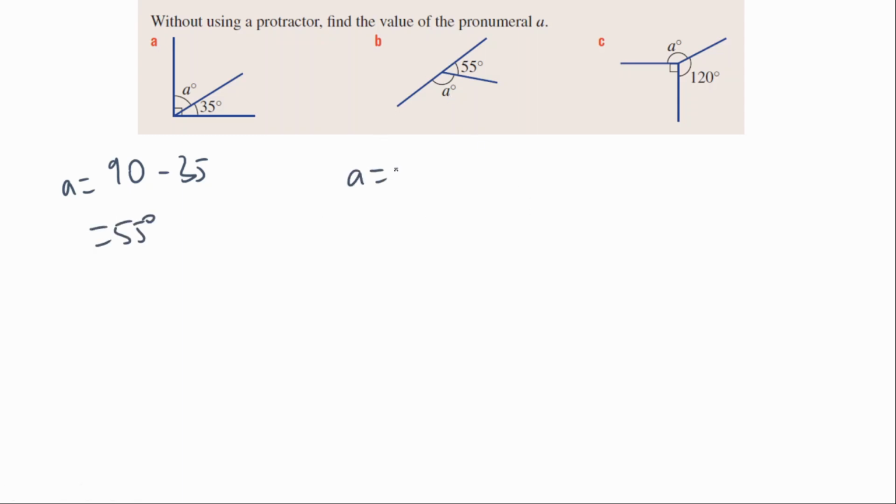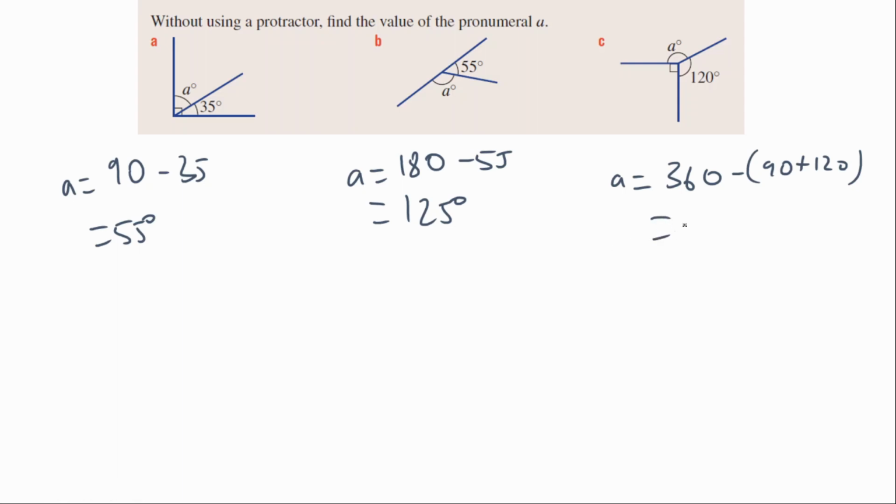In this case, it will be A equals 180 minus 55. This one is a supplementary angle, and that's going to give you a value of 125 degrees. So A is 125 degrees. In question B, this one is a revolution here. So A is going to equal 360, that's the total, minus (90 plus 120). Just make sure that's in brackets here. And that will give you a value of 150 degrees. So A here is 150 degrees.